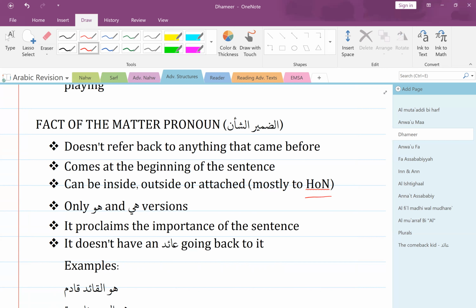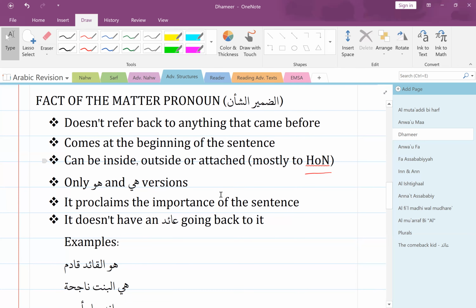And you can only have the huwa and the hiya version. You cannot have innaka. You'll only have innahu or innaha. If you're referring to something that is feminine, you would say innaha. If it's something that is masculine, you say innahu, or you would basically say huwa or hiya. If it's an independent outside pronoun, you say huwa or hiya. If it is attached to a harf of nasab, you would say innahu, innaha. If it's inside, it will probably come into the verb itself. And we'll see an example of that, hopefully.